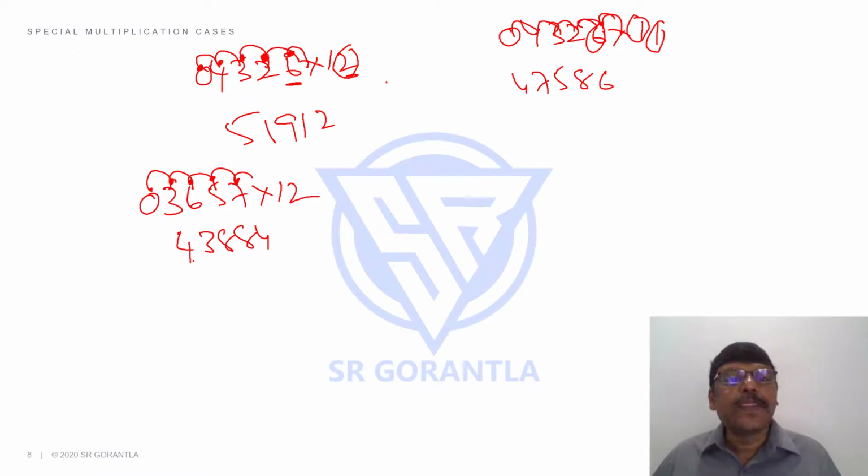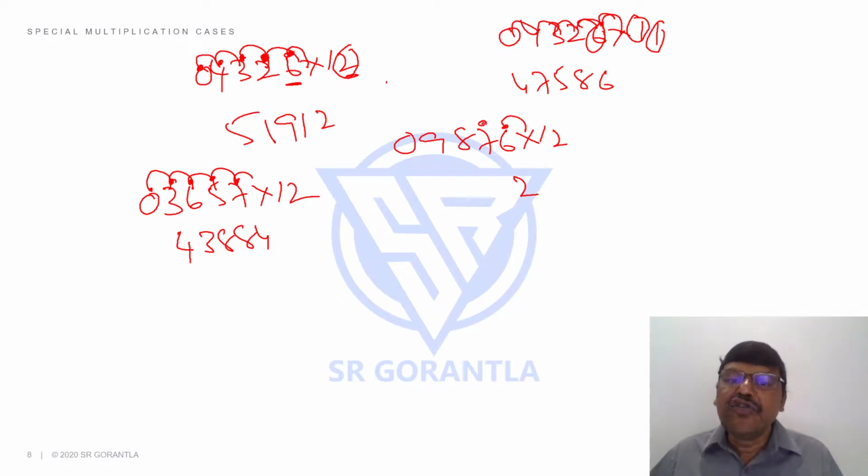Is that fine, students? Now, let me write one more example. 9876 into 12. I'm using the biggest possible digits. Double this, 12, 1 carried. Next, double this, 14 plus 6, 20. 1 was carried before. So 20 plus 1, 21, means 1 now. 2 carried to the next place.